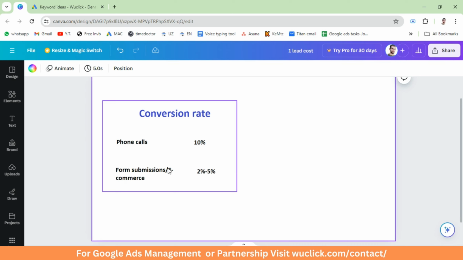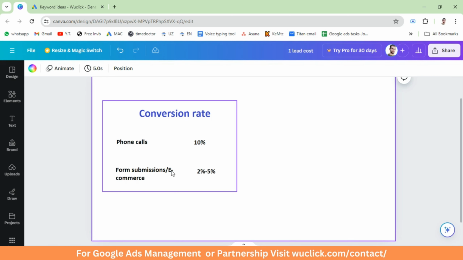For e-commerce, it's the same, because people will do their own research, and from the first click many people won't buy. They will compare several products and then make a purchase. So it's 2 to 5%, and on average I think that's absolutely normal. So we're going to take at least 2% here.